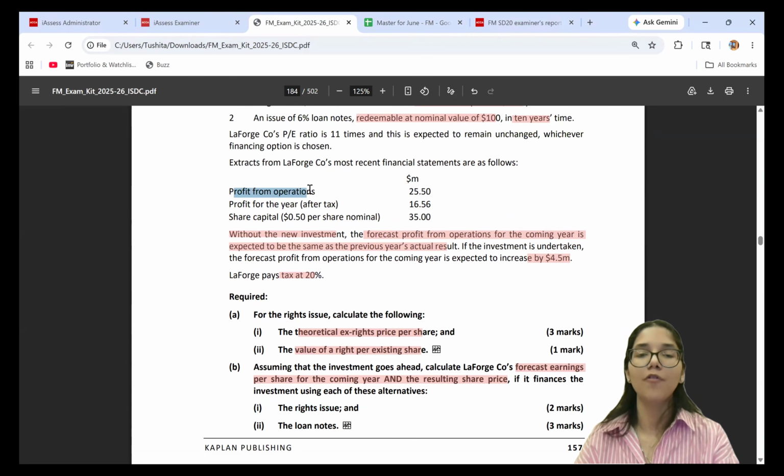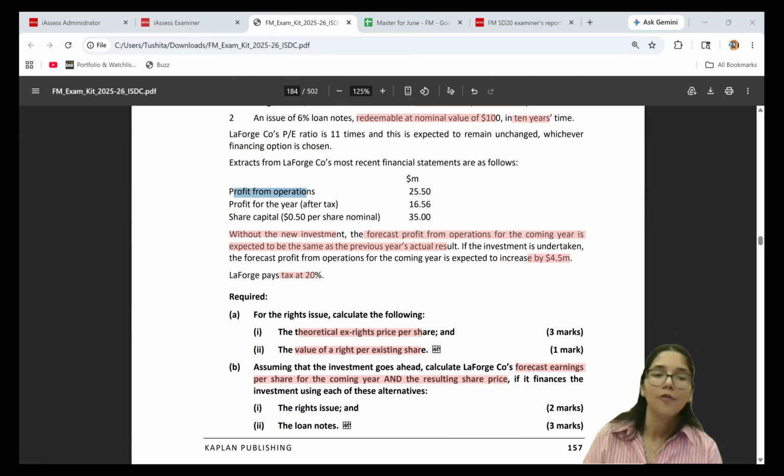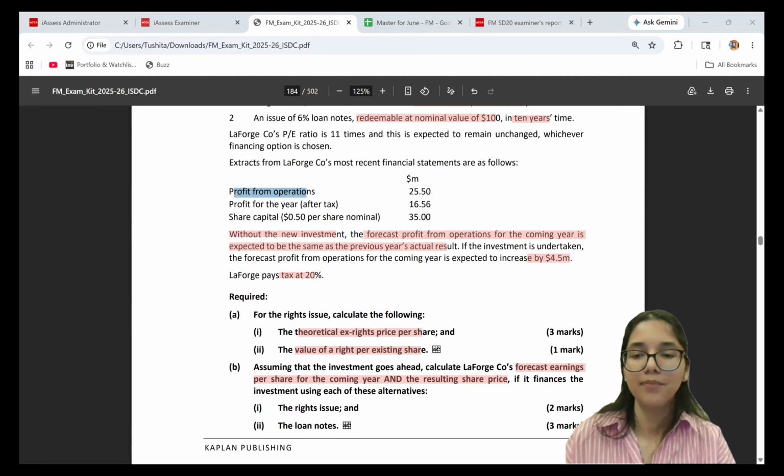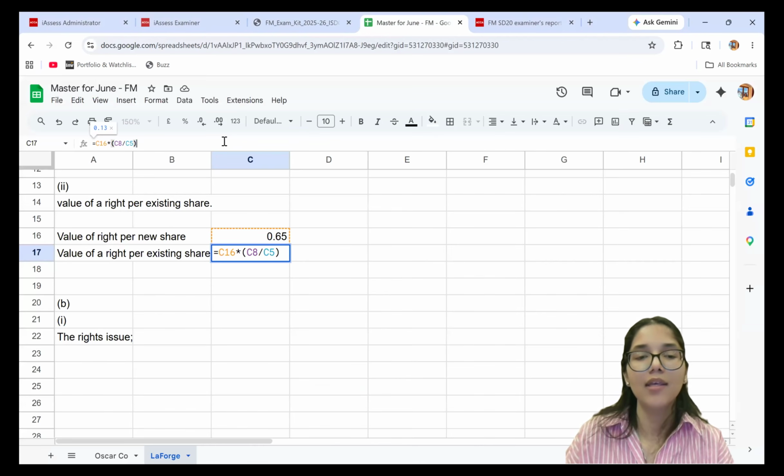So right now, if the company goes ahead with the rights issue, let's see first of all what will happen to the profits from my operations. Can you people tell me, will my profits for the operations be the same? If I go ahead with the investment, will my profit from operations be the same? No. Read the highlighted part. Yes, the profits are going to increase by $4.5 million. You people can see these are my workings if you people were asking earlier. Simply multiply it with the rights ratio, Shreya. That's what we have to do.